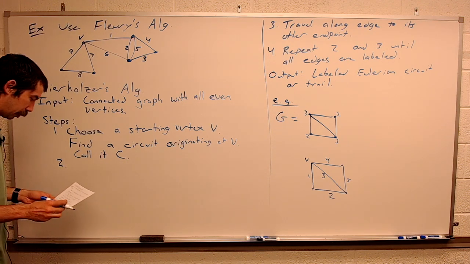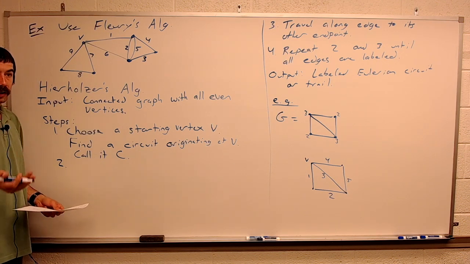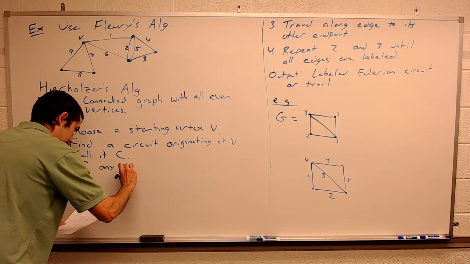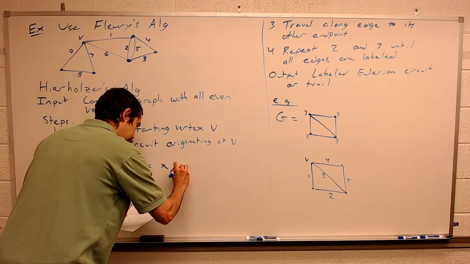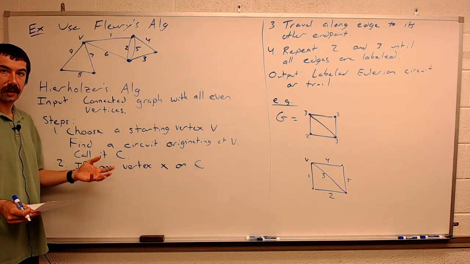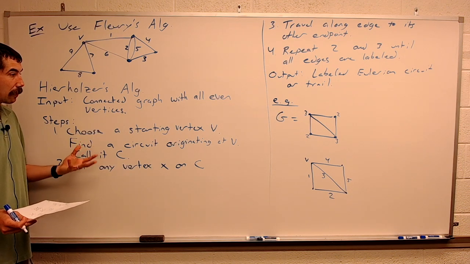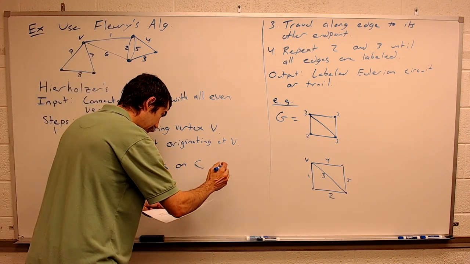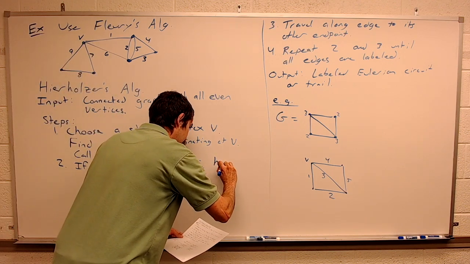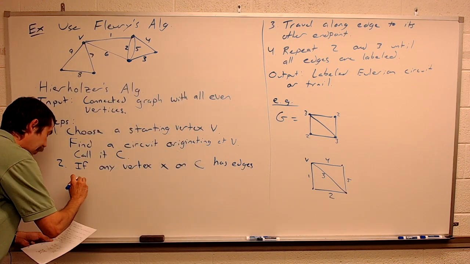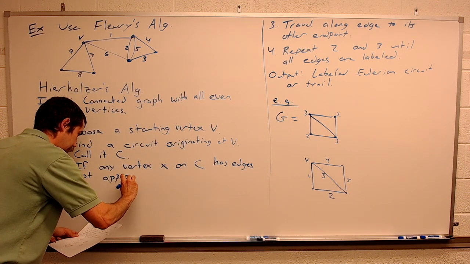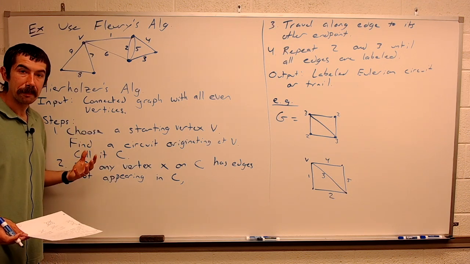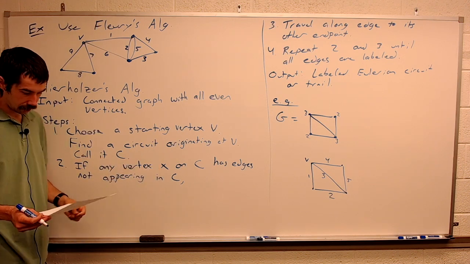All right, the next step, which is the majority of this algorithm, is find a vertex on C. So find a vertex on our circuit that has unlabeled edges, has edges that are not in C. So find a vertex x on C, or if any vertex x on C has edges not appearing in C, we're going to find a circuit we'll call C prime starting at x.